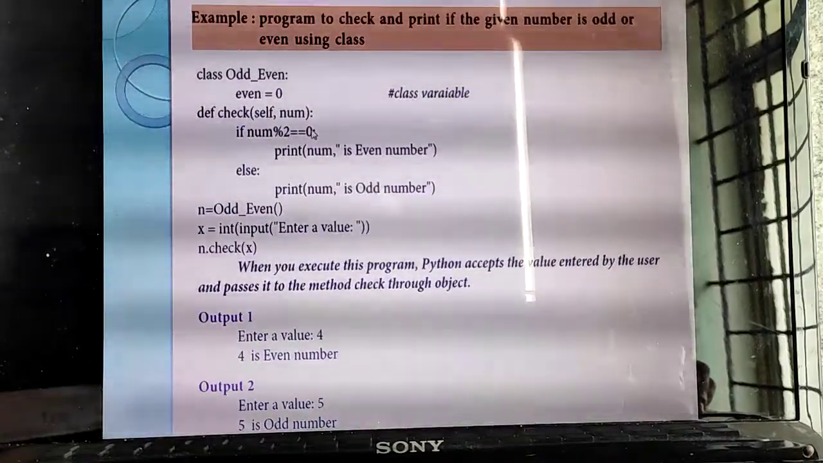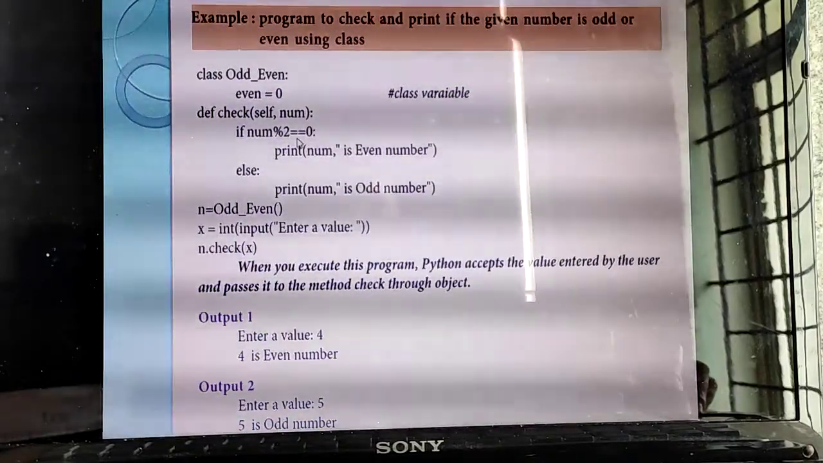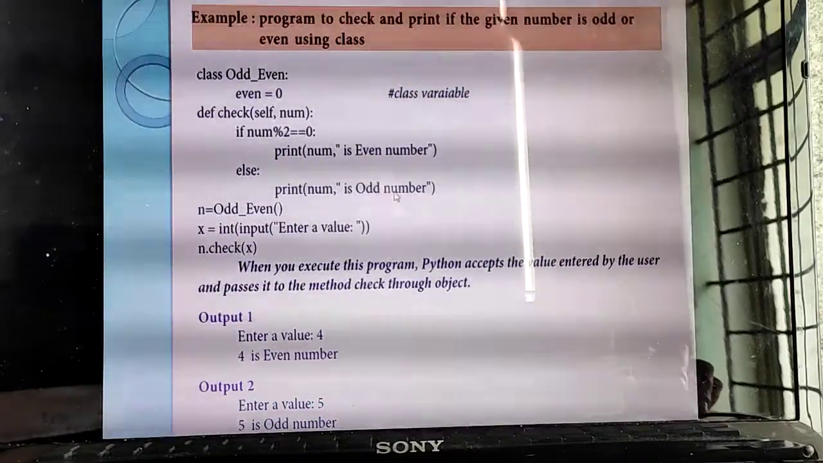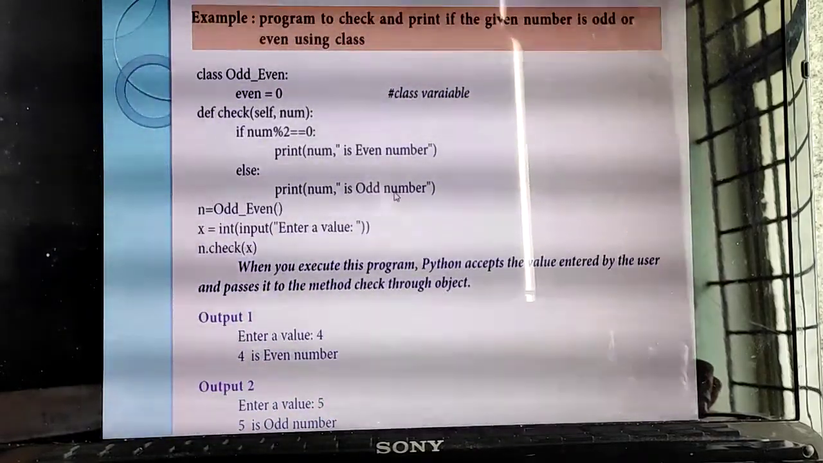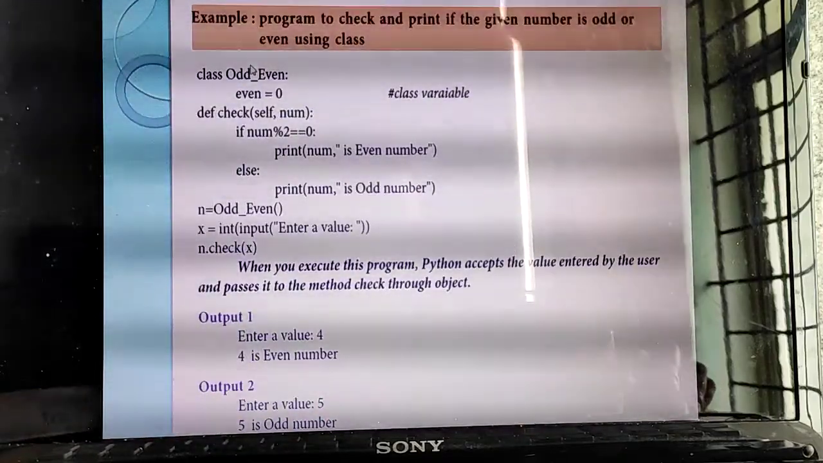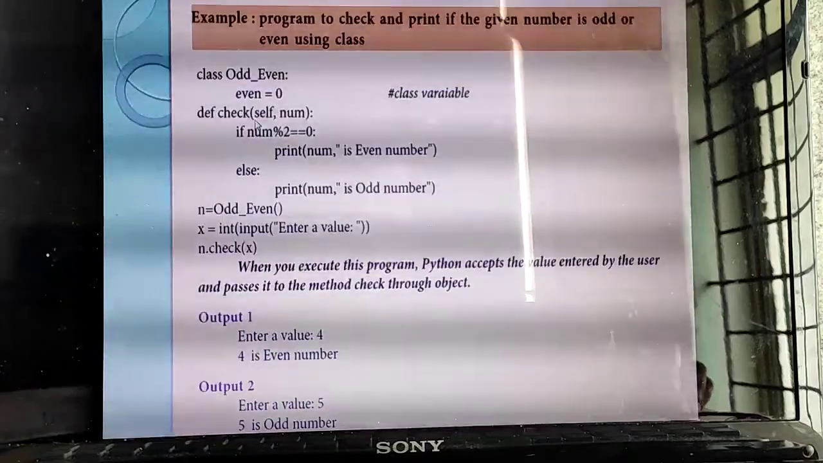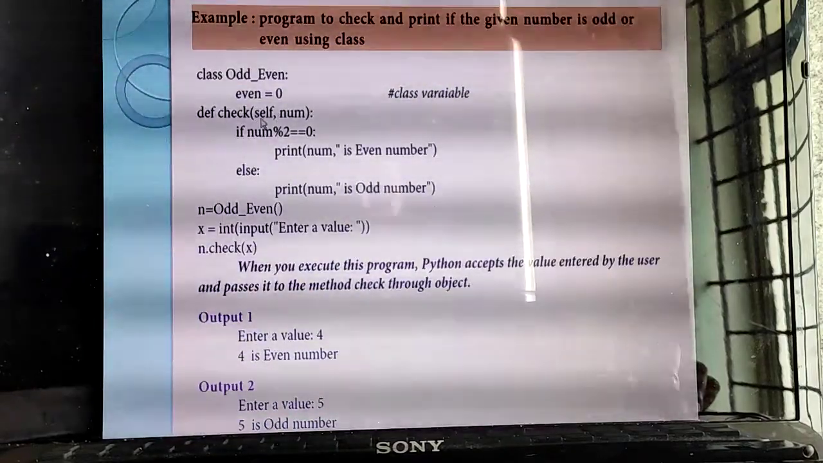Isn't it? So, if the number is divided by 2 and the remainder is 0, the given number is an even number, else the given number is an odd number. Understand? Next, you have defined the class, then you have defined the function. So what's the next step? You should call the function.